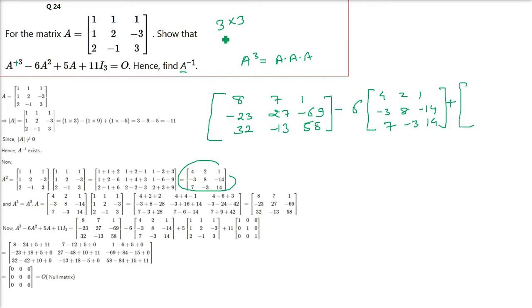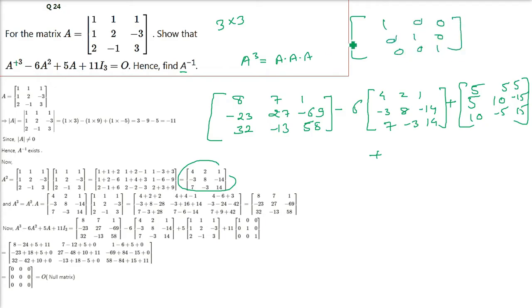Just multiply 5 with all of this. So 5, 5, 5. Then 5 into 10 is 50, 5 into 15 is 75... Then we have 11 I3. I3 is what? This is 1 0 0, 0 1 0, 0 0 1. This is your 11 into the identity, so wherever 1 is there, you just replace it with 11. Now you have a simple addition and subtraction of matrices to do.